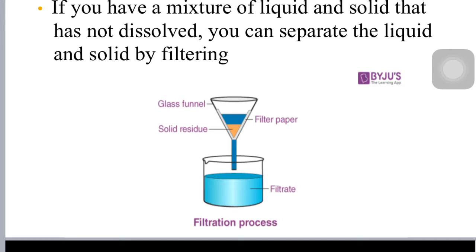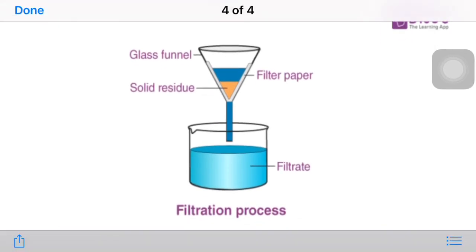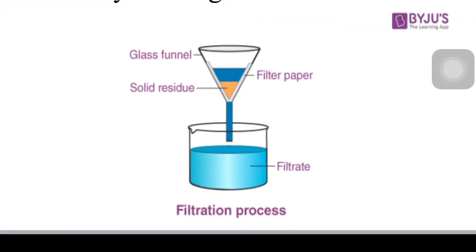Now if we take a glass funnel, as you can see in the diagram, and another empty beaker, in the glass funnel we will place the filter paper. Now we will pour the mixture of water and sand in it, and the sand will be captured by the filter paper, and the water will be collected in the beaker.